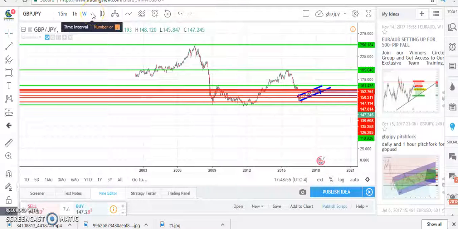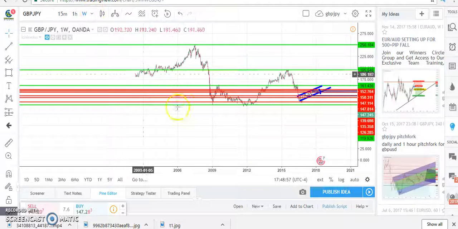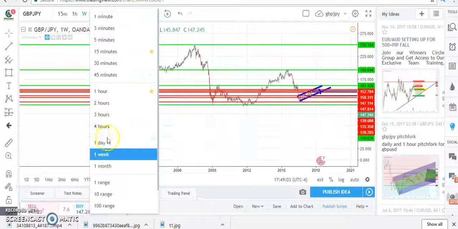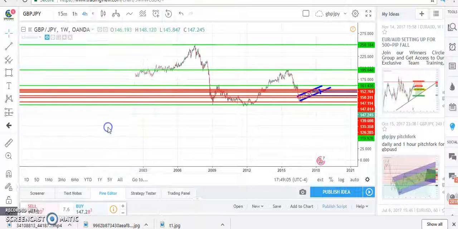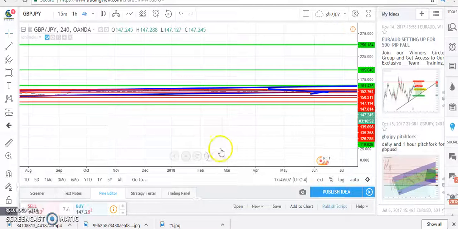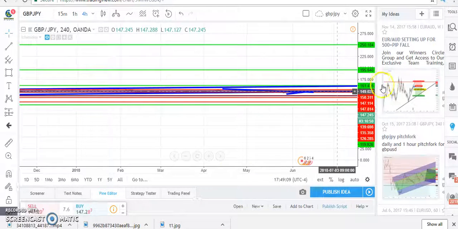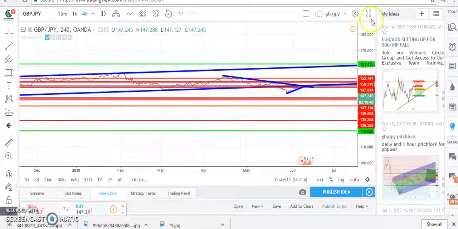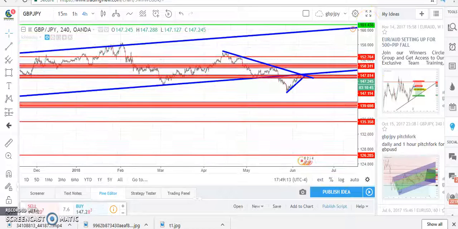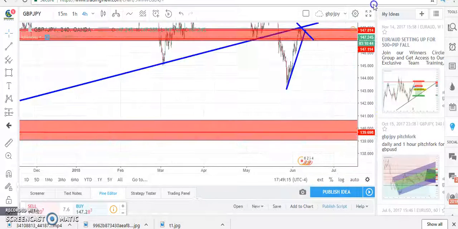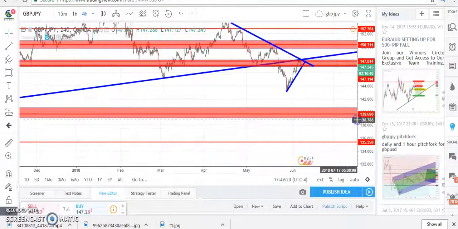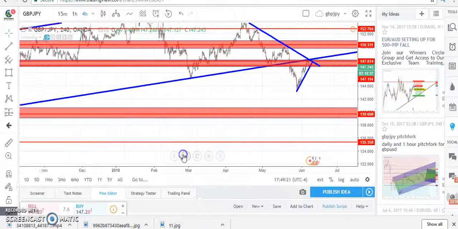So once you draw up your weekly support and resistance lines, these red lines are basically support and resistance lines on my lower time frames, my daily or my 4 hours. So I'm gonna go to the 4 hour. I'm gonna zoom in so we can get a better understanding of what the market is looking like. And now on this 4 hour chart, not only do you see support and resistance lines, you also see zones and you see trend lines.